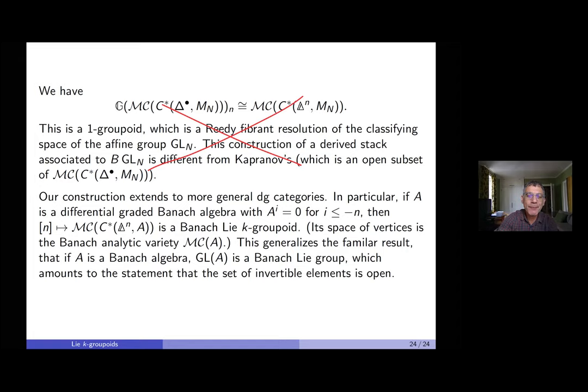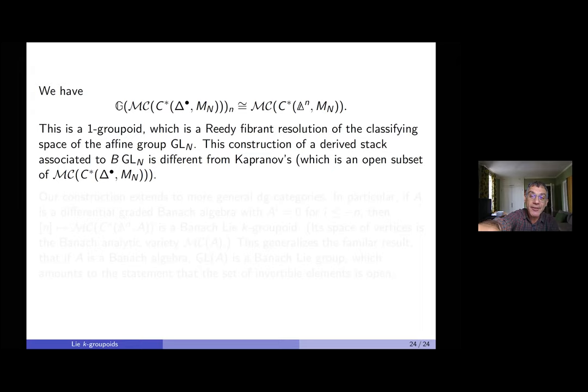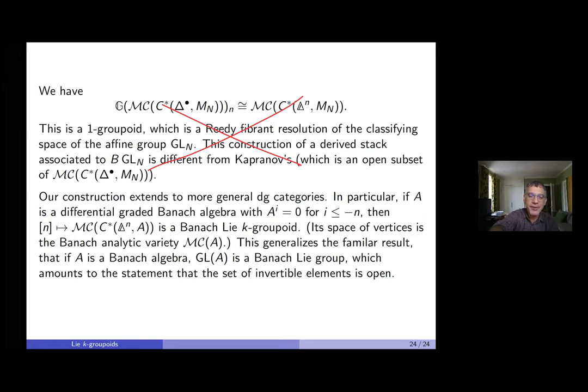So what I'm doing is now I'm taking the simplicial cochains on this blackboard bold delta n, with values in the n by n matrices, and taking its Maurer-Cartan locus, and that's the basic example in our theory. So what we proved in our paper was that that's actually the group GL_n. And then what we are able to prove is that this construction works for any differential graded Banach algebra. We take the Maurer-Cartan locus of the cochains on this blackboard bold delta n with values in A, and assuming that A^i vanishes for i less than or equal to minus K, then this is a Banach Lie K groupoid. So that's our last main result.